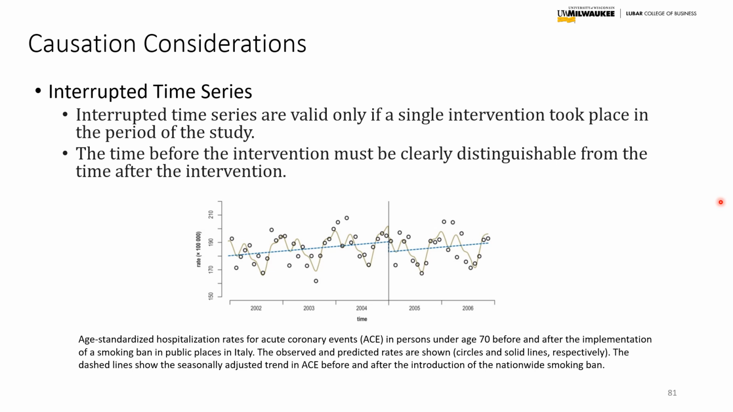Here are actual data on coronary events in Italy with a before and after of an implementation of a smoking ban in public places. We can see a clear interruption in the time series, that the intervention has clearly given us a change in the time series. And this would be an argument towards the causality of that public policy decision.